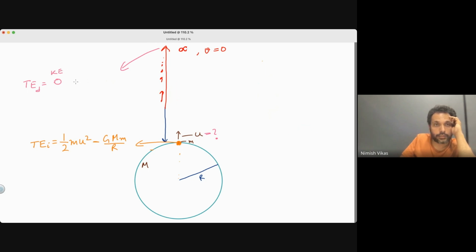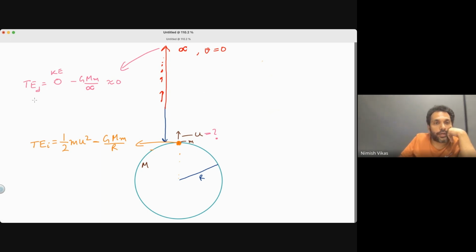And what about the potential energy? 0. Yes, minus GMm by infinity, right? Something divided by infinity is almost 0, right? So this is almost 0. Is that clear? As such, it is a theoretical thing that it has reached infinity and all.